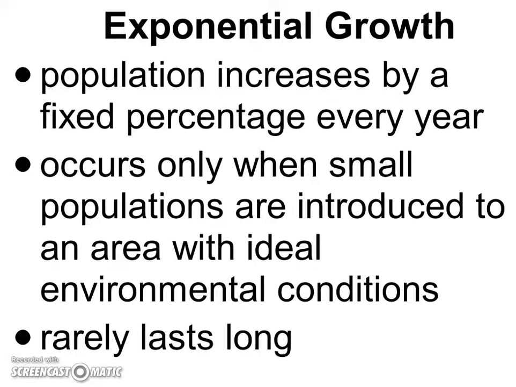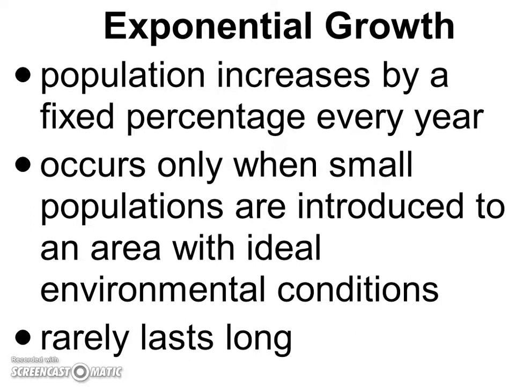There are a couple of different ways that a population can increase. Exponential growth is the first one. The population increases by a fixed percentage every year. Now, this is a percentage, so it's not going to be linear. It's not going to add 5 new babies every year and take away 2 old penguins every year. It's going to be a curved graph. And it occurs when you have small populations that are introduced to an area that has the ideal or perfect environmental conditions for that population.